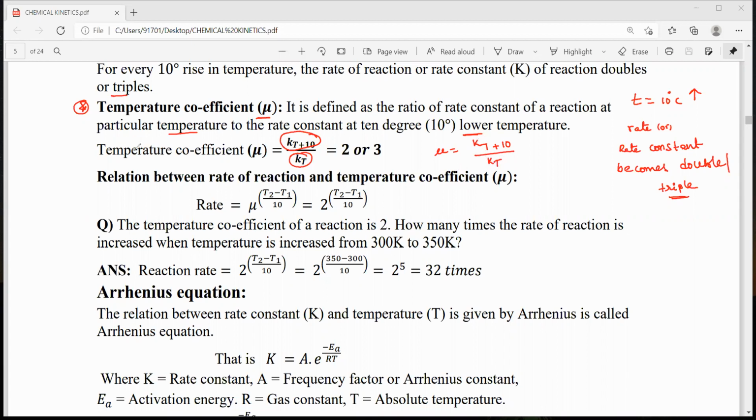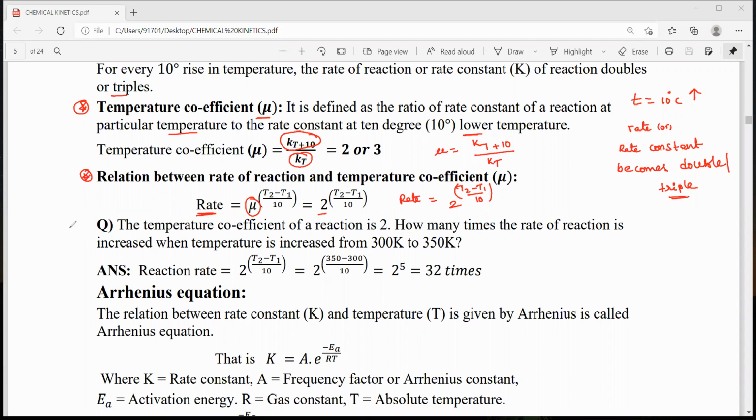Okay, dear students, this is very, very important. Now we need to discuss the relation between the rate of the reaction and the temperature coefficient. So how the rate of reaction depends on the temperature coefficient: the rate is equal to nu to the power of (T2 minus T1) by 10. We already know that for every 10 degrees rise in temperature, the nu value is 2 or 3. So if I take 2, then the rate is equal to 2 to the power of (T2 minus T1) by 10. This formula will help us find out very easily how many times the rate of the reaction is increased.